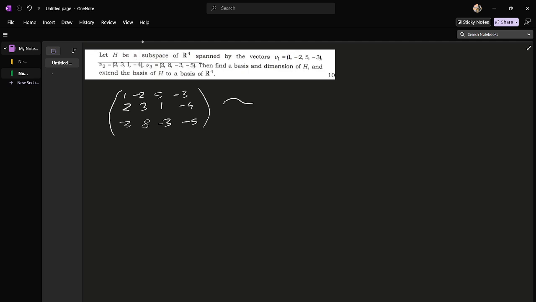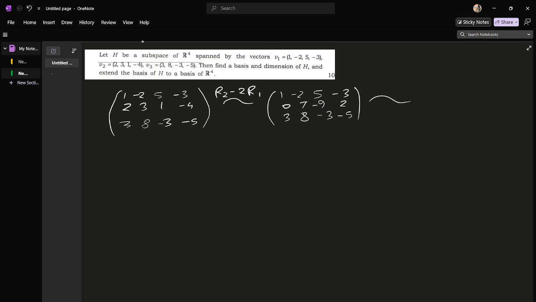Now we are doing some elementary row operations, which are R2 minus 2R1. That means we are subtracting twice of row 1 from row 2. Then the first row will be as it is, that will be 1, minus 2, 5, minus 3. Then the second row will be 0, then 7, after that minus 9 and 2, and the last row will be as it is.